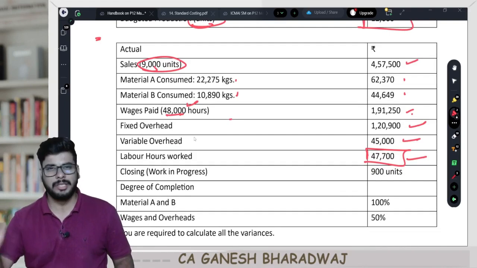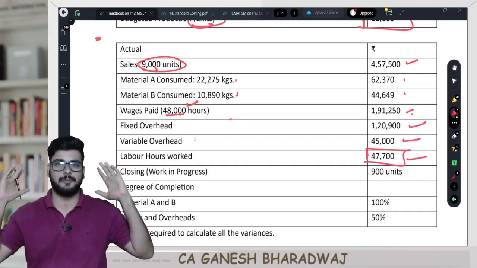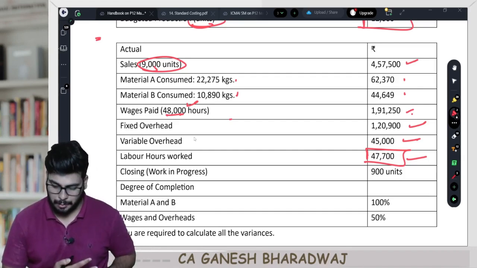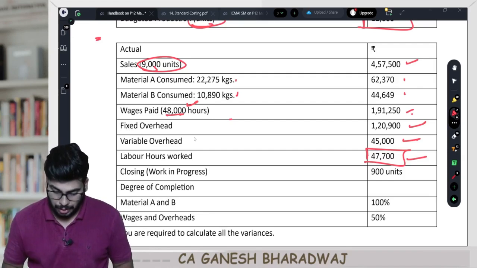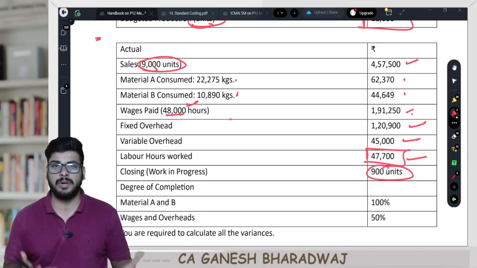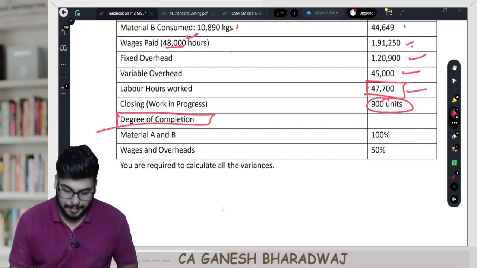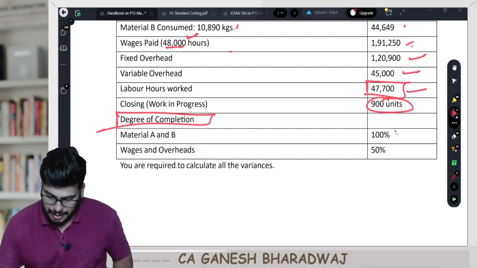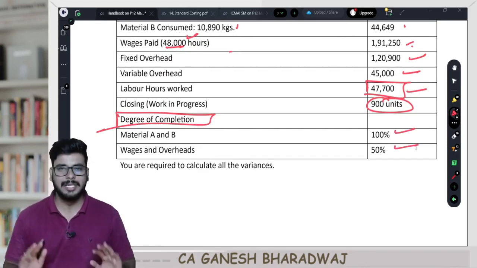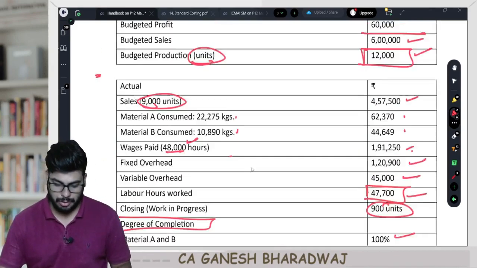Right? Now, very, very important and a beautiful and unique adjustment in this particular question is with respect to your closing WIP. Now, they have given that closing WIP is how much? 900 units. Obviously, WIP is what? Incomplete units. They have given the degree of completion. With respect to material A and B, it's 100% complete. With respect to wages and overheads, it's 50% complete. Simple. You're required to calculate all the variances in this particular concern.